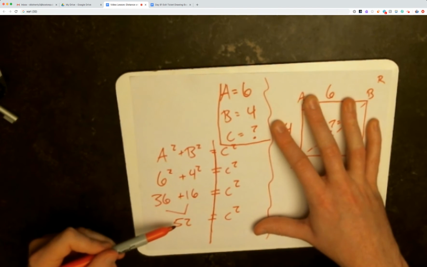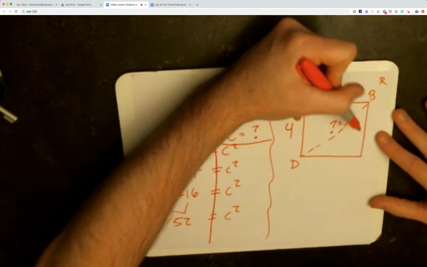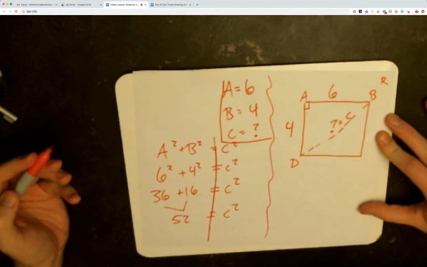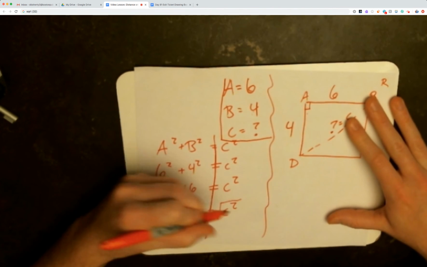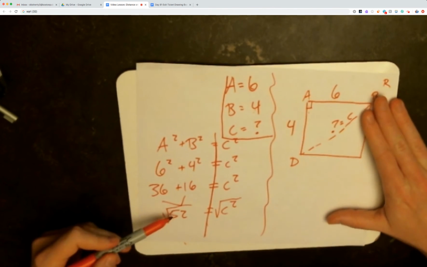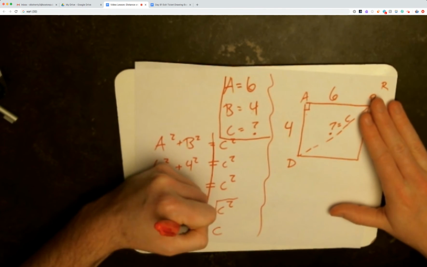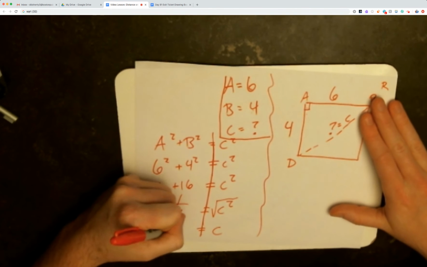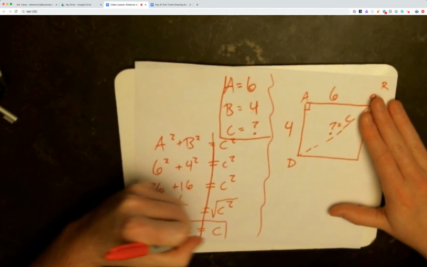What is the last step that I need to do to solve for C, this unknown side? I need to get rid of the squared here. What's the inverse operation? Take the square root from both sides. The square root of C squared, the reason I did that square root, is just C. That tells me C has to be equal to whatever the square root of 52 is. That's going to be our answer here.